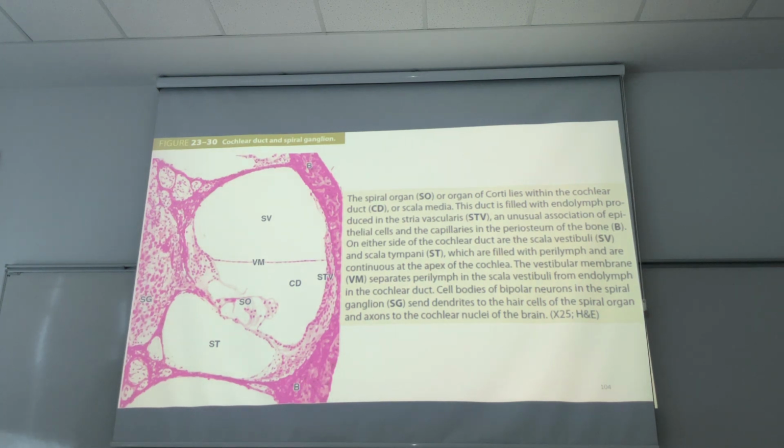Here again, you can see the same structures: scala vestibuli, scala tympani, and the ganglion structure, the ganglion present in this part. And here you can see the organ of Corti, and here is our scala media, vestibular membrane, and other structures. Here is our stria vascularis, only this one.